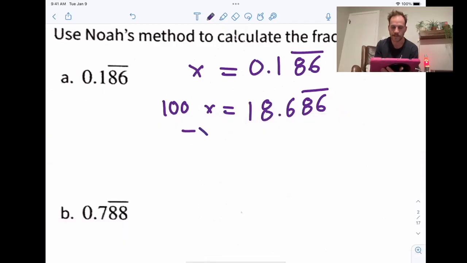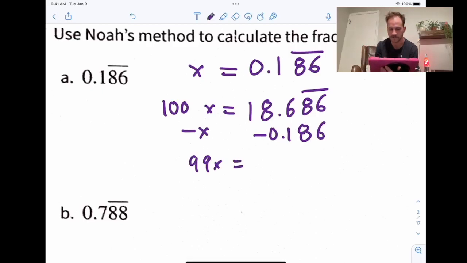So if we subtract an x from both sides, remember, we're subtracting 0.186. You see how those are lining up? We get 99x is equal to 18.5, and then the 8 6's, those all go away, the 8 and the 6 repeating. So we end up with 99x is equal to 18.5.